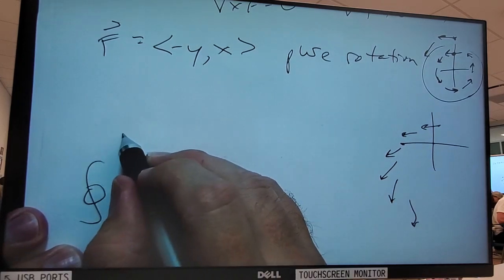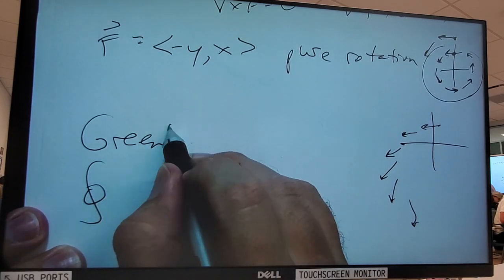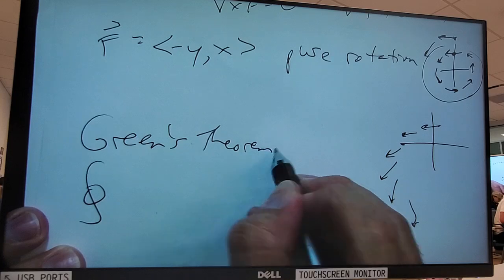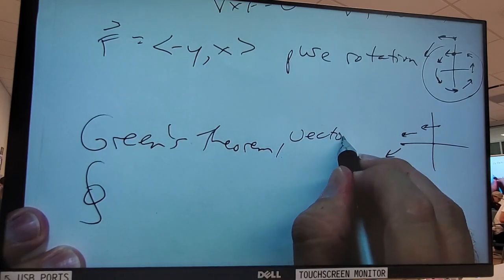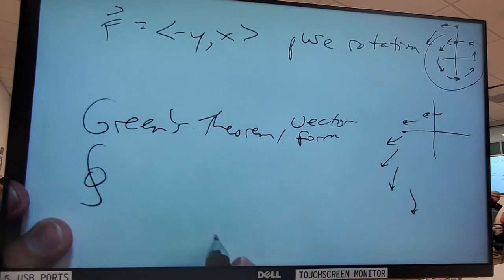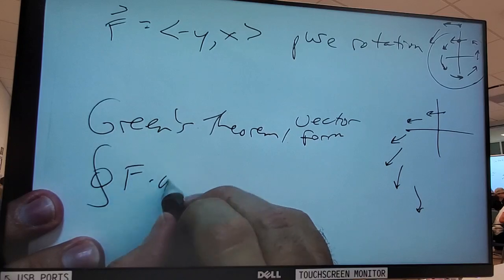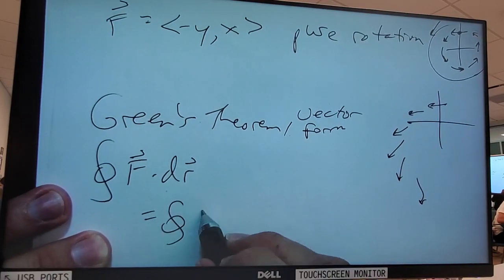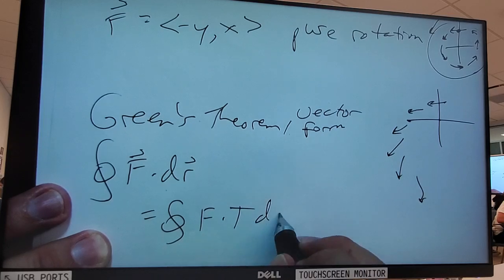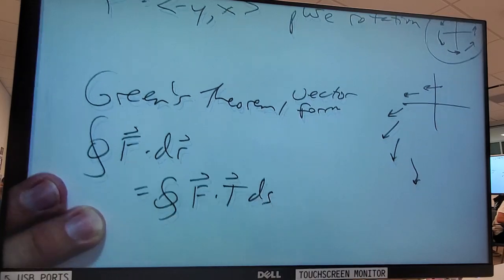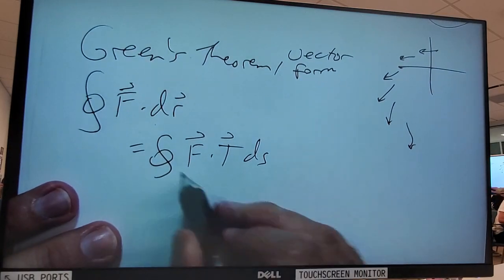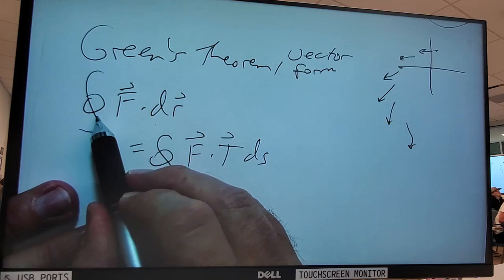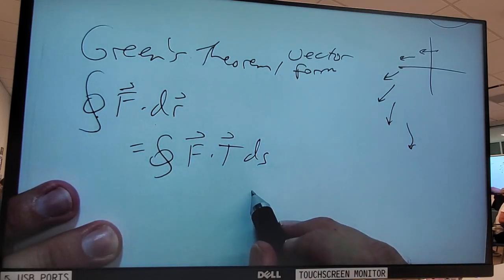So here's the vector form of Green's theorem. Which is not its final form, so don't get too excited. So just to bring back these old favorites, it's a closed curve. That's why Green's theorem would apply eventually.